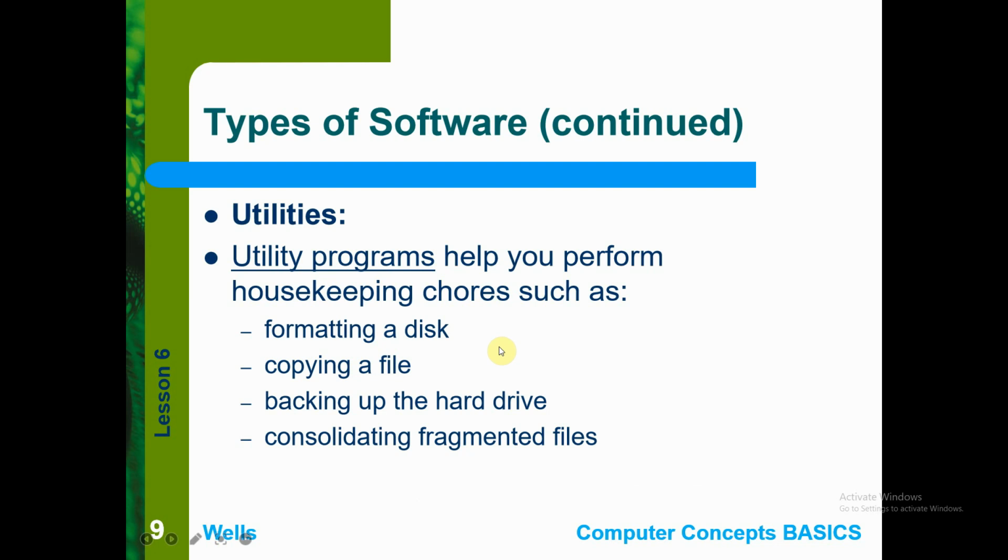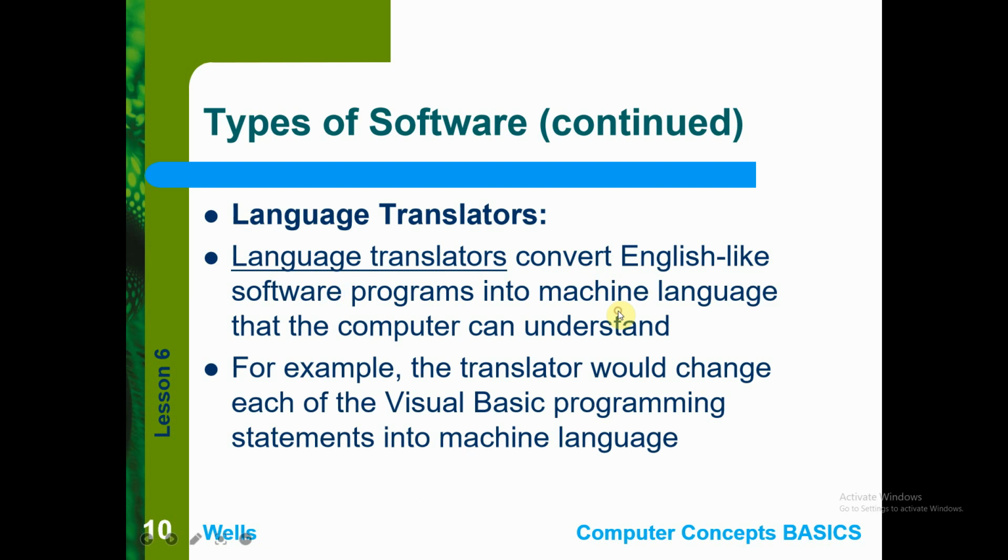So we also have utility programs to maintain our computer and do housekeeping functions. They have examples too: formatting a disk, copying a file, backing up the hard drive, and formatting tasks to make sure that the sectors of our hard disk are functioning well, without errors, and if an error is detected, it notifies us.